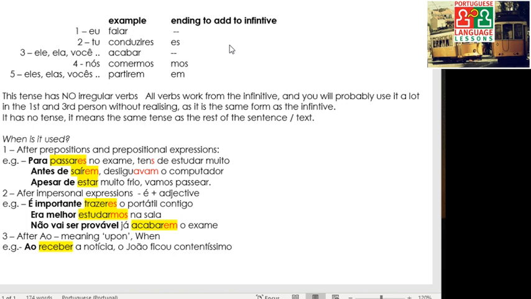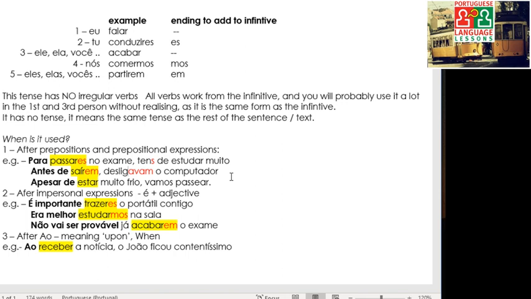Antes de saírem, desligavam o computador. So, before they left, they would turn off the computer. So here we've got the past tense there. And then, apesar de estar muito frio, vamos passear. Despite being very cold, let's go for a walk.